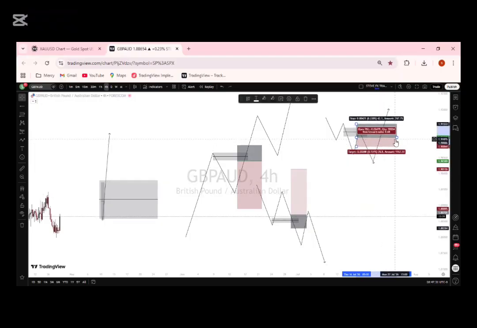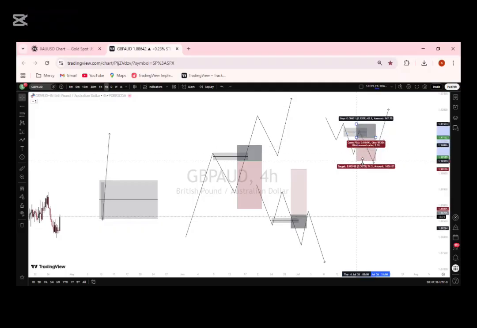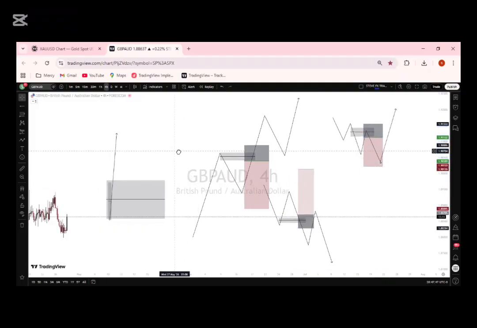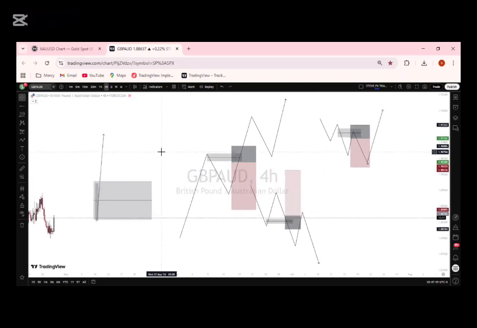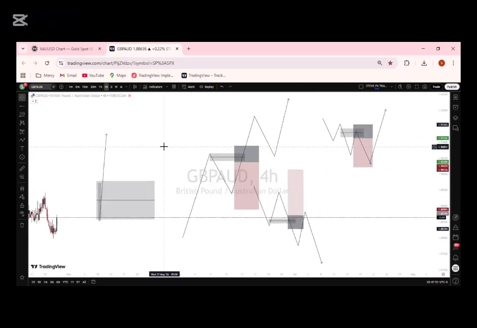So your understanding of the trend or the structure of the market is a very important factor that you need to consider whenever you are trading or picking your order block. Market structure is one of the reasons why your order blocks might be failing. So anytime you are picking your order blocks, you need to consider market structure.